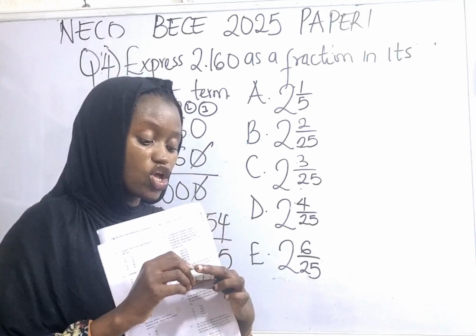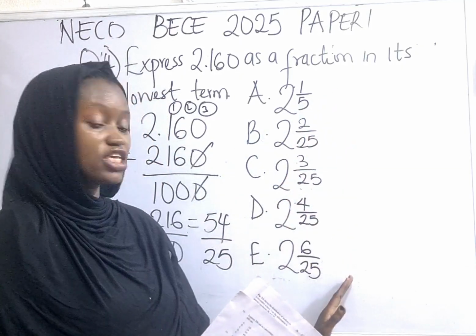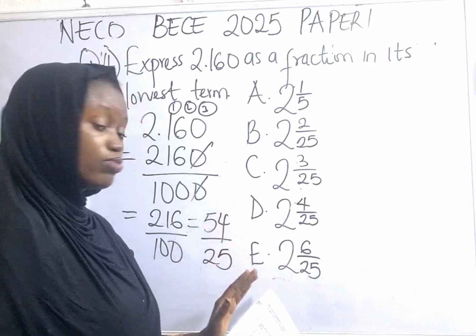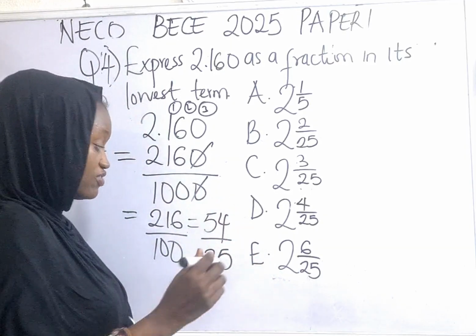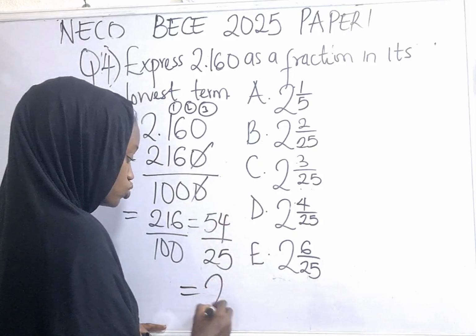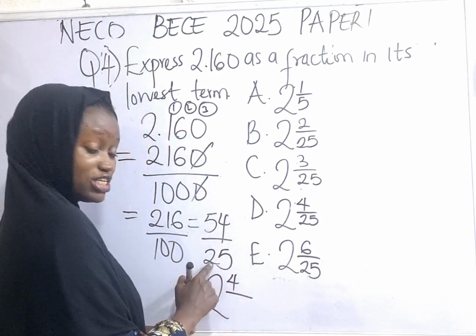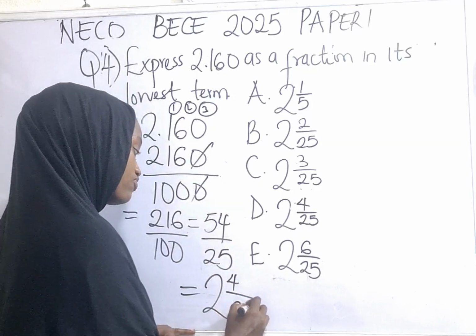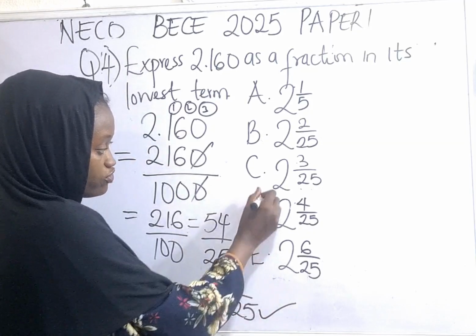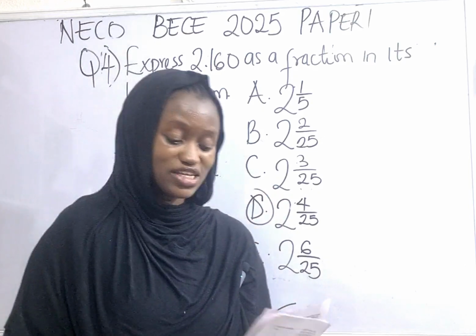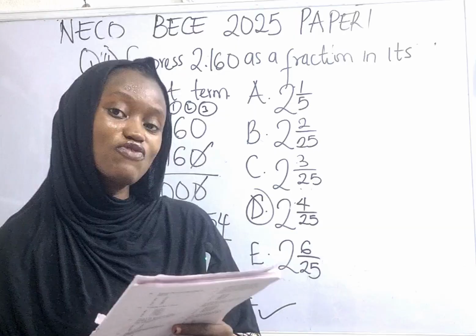But the options given in this question are given as mixed numbers. So we change this improper fraction to a mixed number. How many 25s do we have in 54? We have 2 25s, and there's going to be a remainder of 4. So 4 over the denominator, which is 25. So we have our answer as 2 whole 4 over 25, option D. That's so easy, right? Any question, drop it in the chat box. So let's go to question 5.